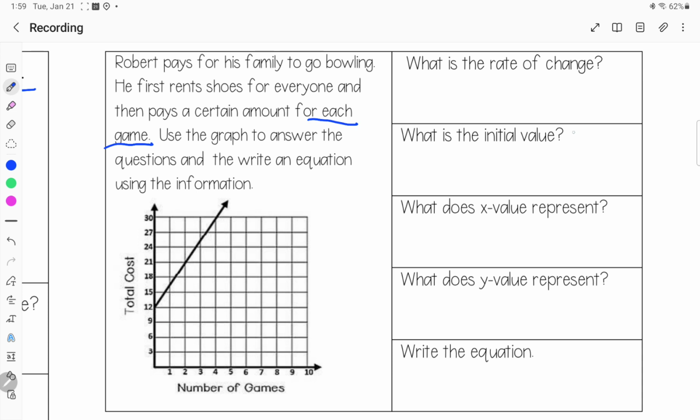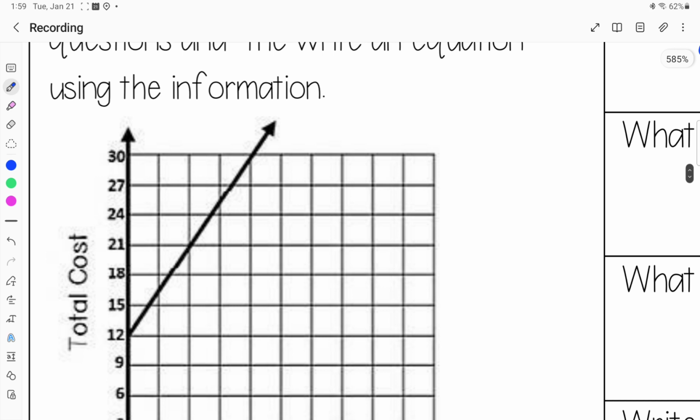So the easiest one to find is our b. Where does this start? Well, it starts at $12, which means that I'm paying $12 to rent the shoes. Now for my slope, most of you would do this. You would say, here's a point, and here's a point. I only need 2 points. Most of you will say, I rose 3 and I ran 2. So you'd give me a slope of 3 over 2.